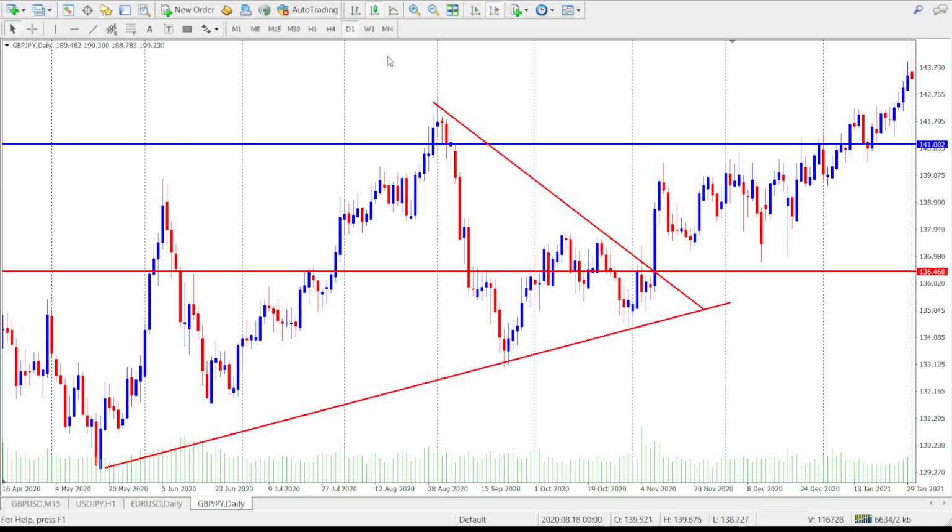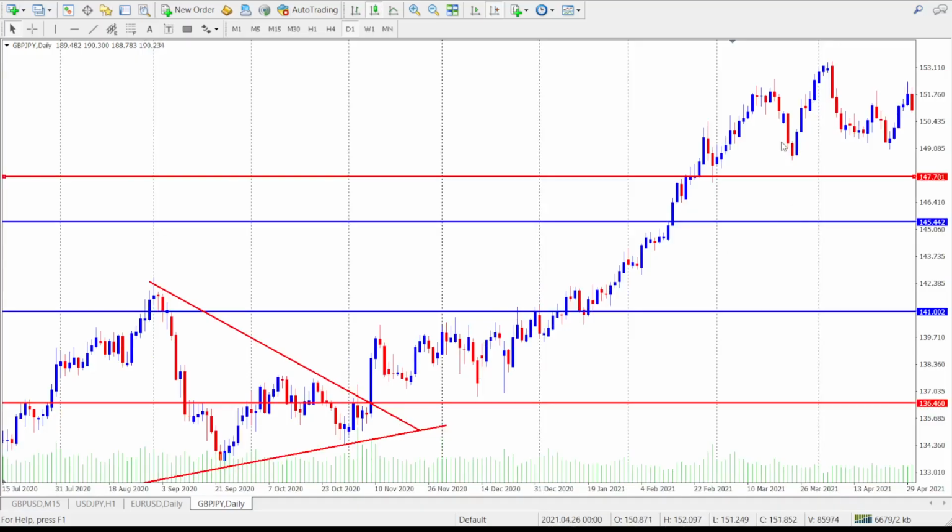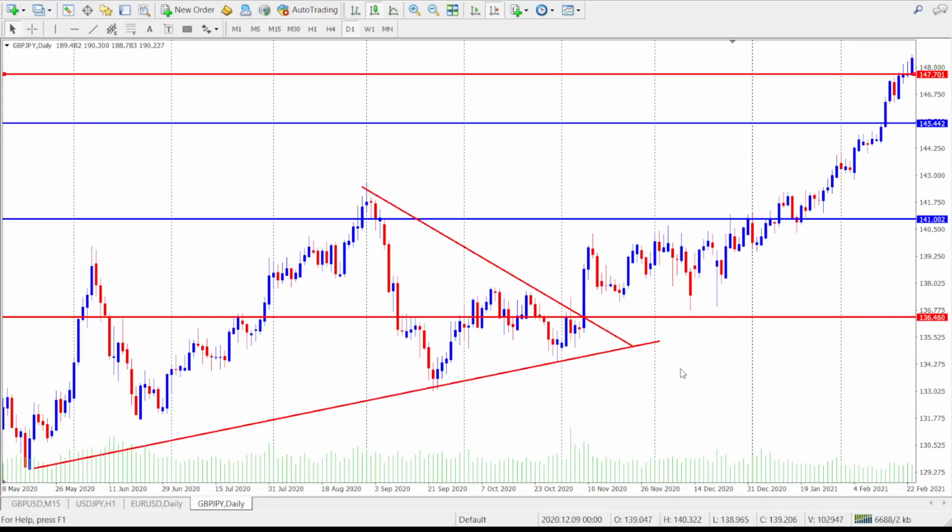You can see symmetrical triangle, lower highs, higher lows, trying to meet at a midpoint. Okay, and the breakout can go either way. It could be a breakout to the upside, as in this example, or it could be a breakout to the downside. Okay, so always wait for confirmation.